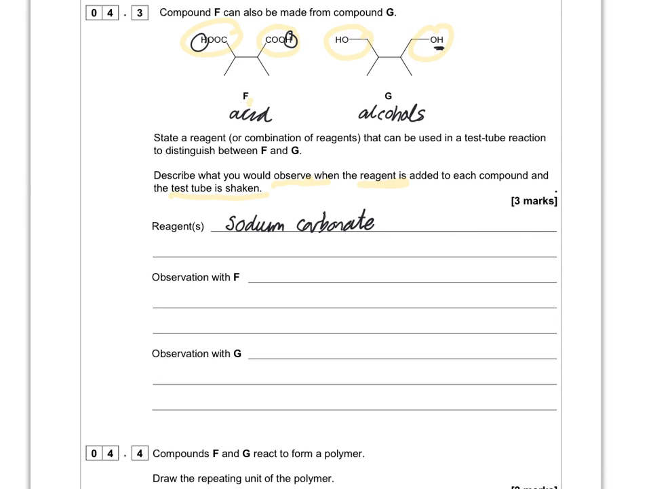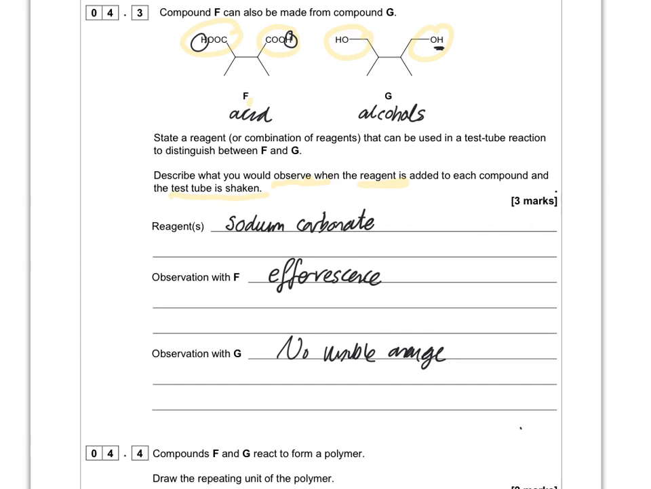So if you add sodium carbonate with a carboxylic acid, you would see effervescence or fizzing. Don't write down carbon dioxide will come off because you can't see that. So you shake it and it would effervesce. And G would give no visible change.